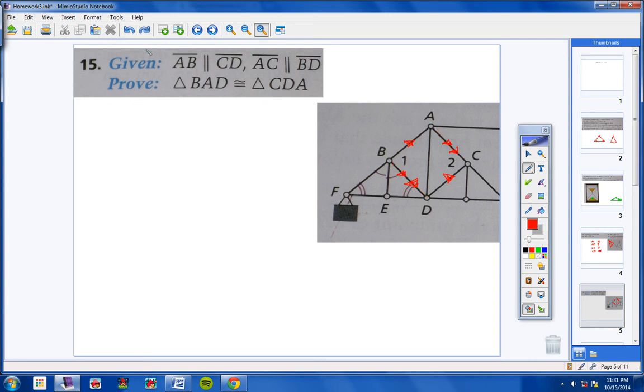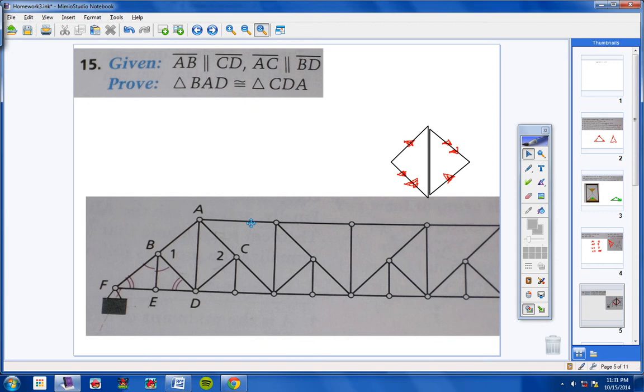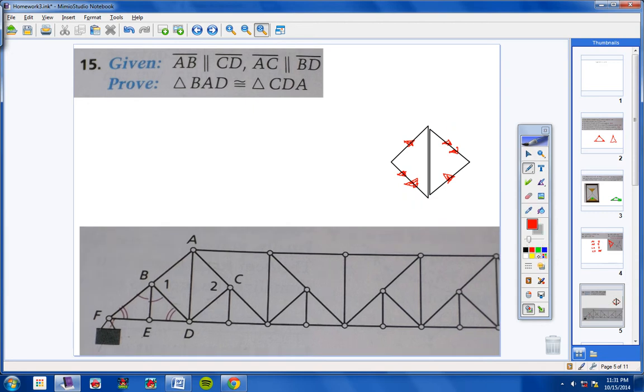Now, from that information, we're going to prove that triangle BAD is congruent to triangle CDA. To be honest with you, all that we need from this drawing is just this part right here. So I'm going to take my pen and kind of cut this out a little bit, and let's see if that helps. This might not be a good idea, so we'll see. If it's not, then we'll just start over.